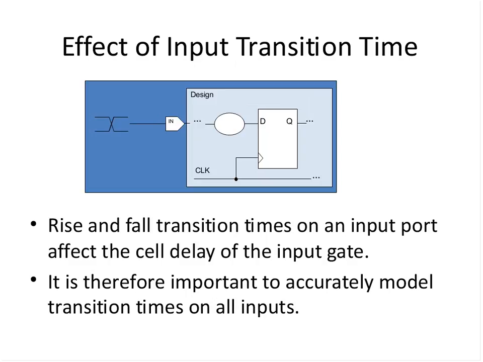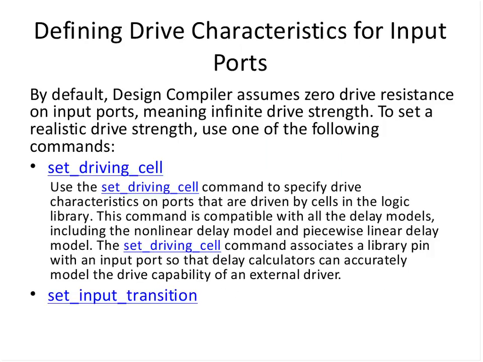What is the effect? Rise and fall transitions on the input port affect the cell delay of the gates. So transitions here will affect the delay calculation of the combinational cells. Therefore, it is very important to accurately model transition times of all inputs. How do we do that? Two very famous commands.